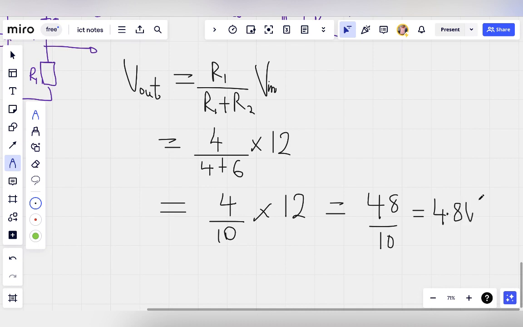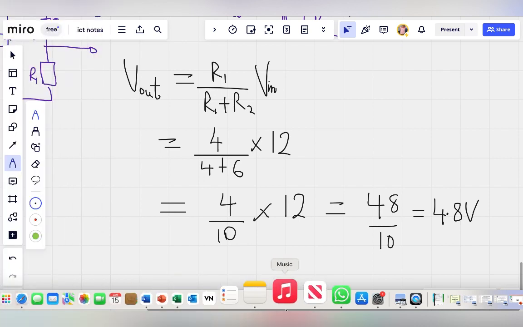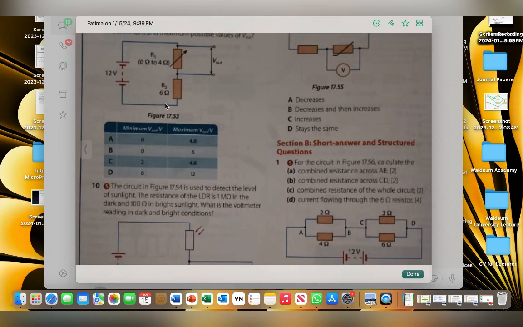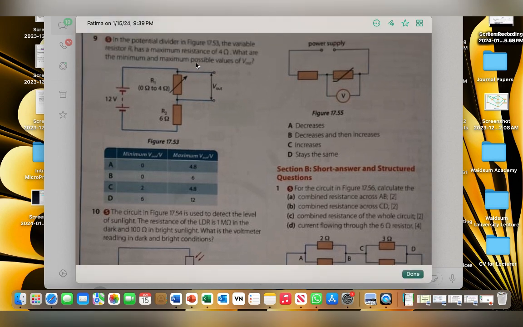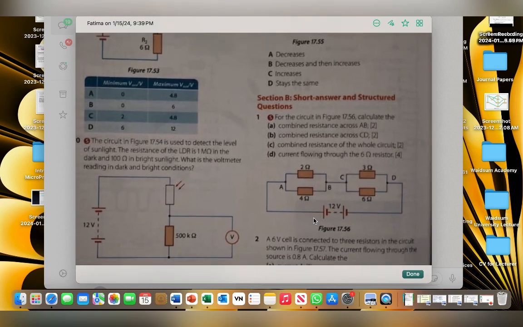So the output voltage is 4.8. If we look at the options, we will see a 4.8 volt. The minimum volt will be 0, because if you put 0 for 0 over 10 times 12, the answer will be 0. Maximum output voltage will be 4.8 volts. So A will be the correct answer if they give you this in multiple choice. You have this a lot in physics paper, multiple choice. Is that okay? So I've already showed you how to do this type.